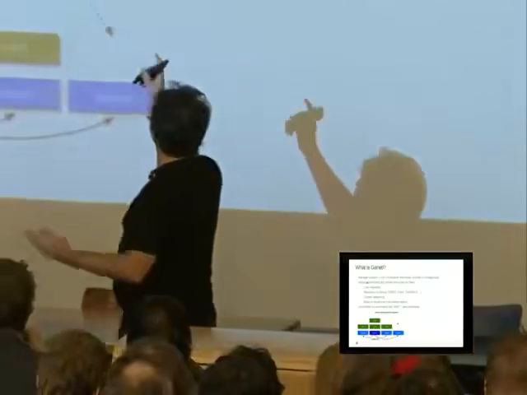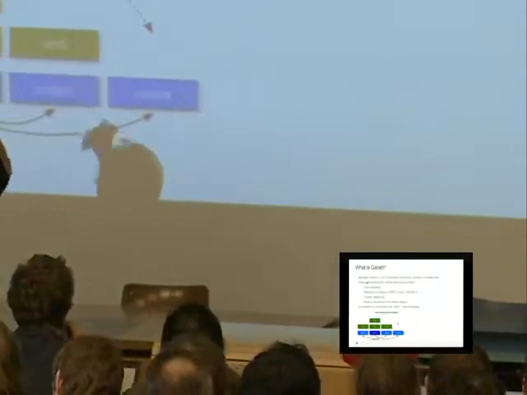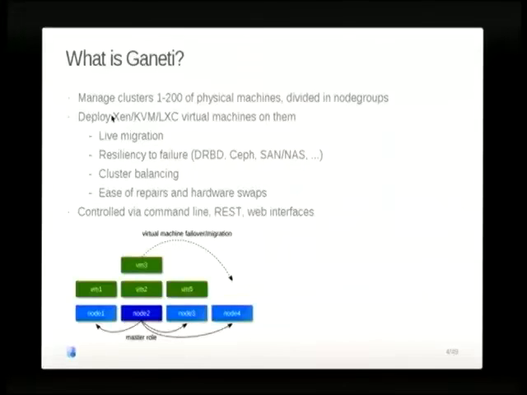You can use Xen or KVM, LXC if you feel brave. It supports live migration, resiliency to failure with or without dedicated shared storage in hardware, or DRBD or Ceph if you want it in software. It allows you to rebalance the cluster. It has an easy way to swap hardware and repair it so that you don't depend on any single hardware, and we treat all the nodes as equal.